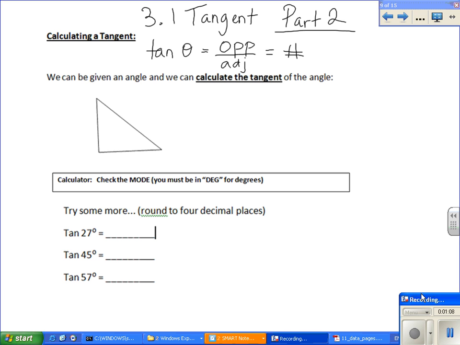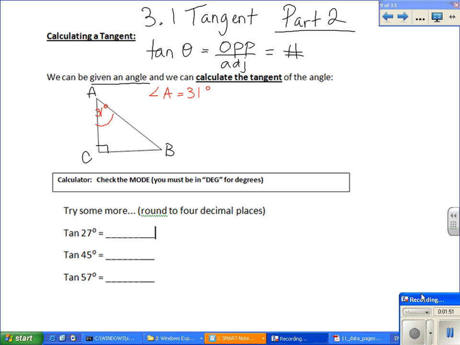The other way we can calculate the tan of an angle is if we're given the angle itself. I'd like you to write in on your notes. Let's label this triangle ABC, and C is the right angle. If I told you that angle A was the angle that we are interested in, and I gave you the angle itself, that angle A was equal to 31 degrees, it's very easy to calculate the tangent of the angle.